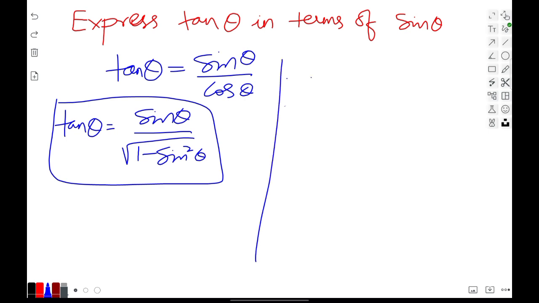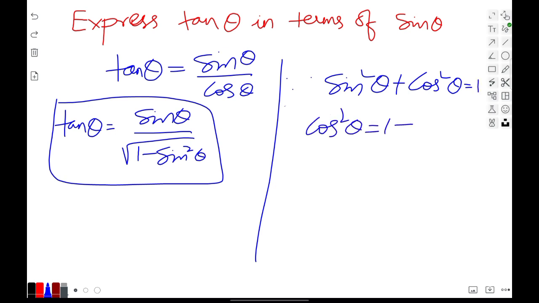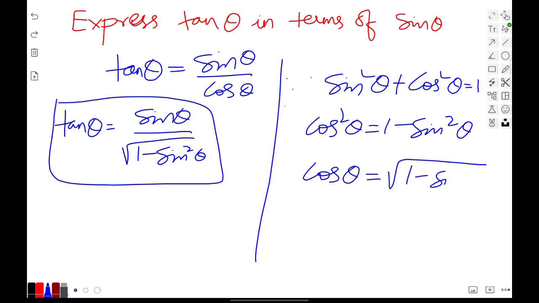Here is how. Using the identity sine square theta plus cos square theta equals 1, right? So can I write cos square theta equals 1 minus sine square theta, and then sending the square to the opposite side becomes under root. That is under root 1 minus sine square theta. Here is how we got cos theta equals under root 1 minus sine square theta. Okay, all right, this is all about this section.